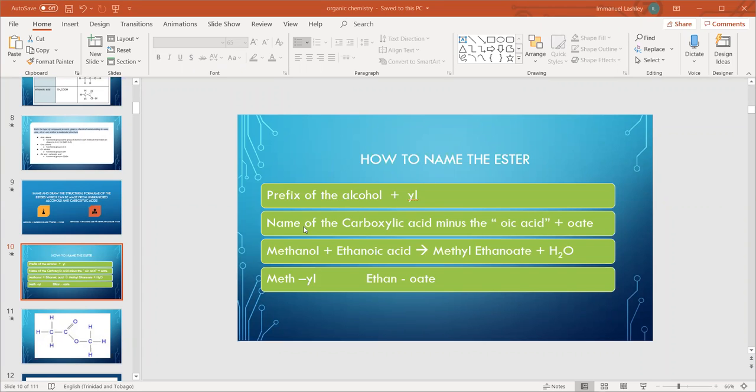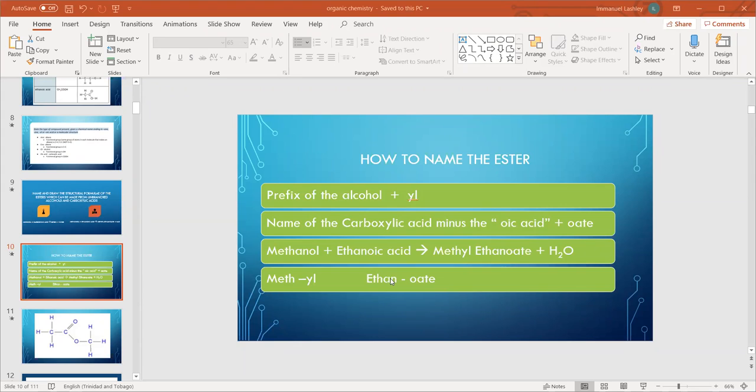Then the name of the carboxylic acid, they took that name, they removed "oic acid" from it, and they added "oate" to it. For methanol, they took off the "anol" and added "yl" to the prefix "meth," which made it methyl. And for ethanoic acid, they removed the "oic acid" and added "oate," which made it ethanoate. So you ended up getting methyl ethanoate plus water.